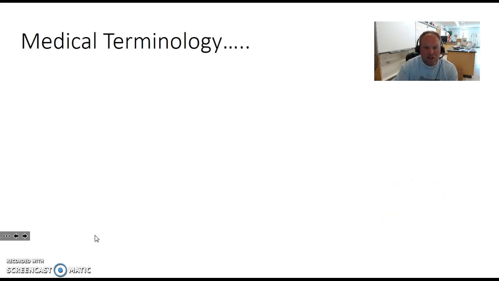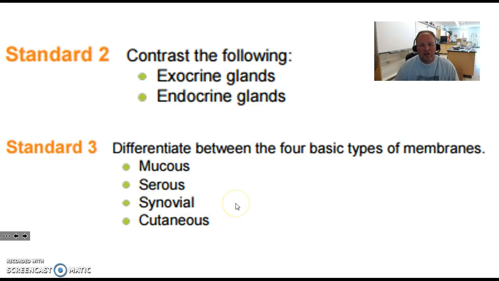So these are the things that you need to know. Hold on one second. There we go. So these are the concepts that we are learning today. Today we are doing exocrine versus endocrine gland, and then these are the four membranes found in the human body. We have mucus, serous, synovial, cutaneous.